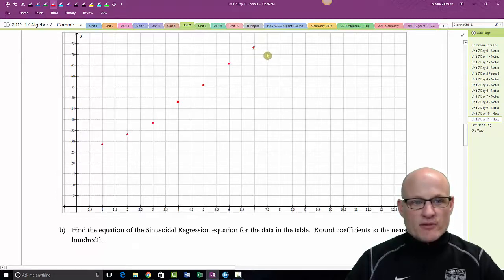At 8, we are at 71. And at 9, we are at 62. At 10, we are at 51. At 11, we were at 39. Sorry, I'm trying to find 39. 39's right here. So we went from 51 to 39. Is that 51? No, it's 55. There's 51. This is not good. This point doesn't exist. At 12, we were at 31.